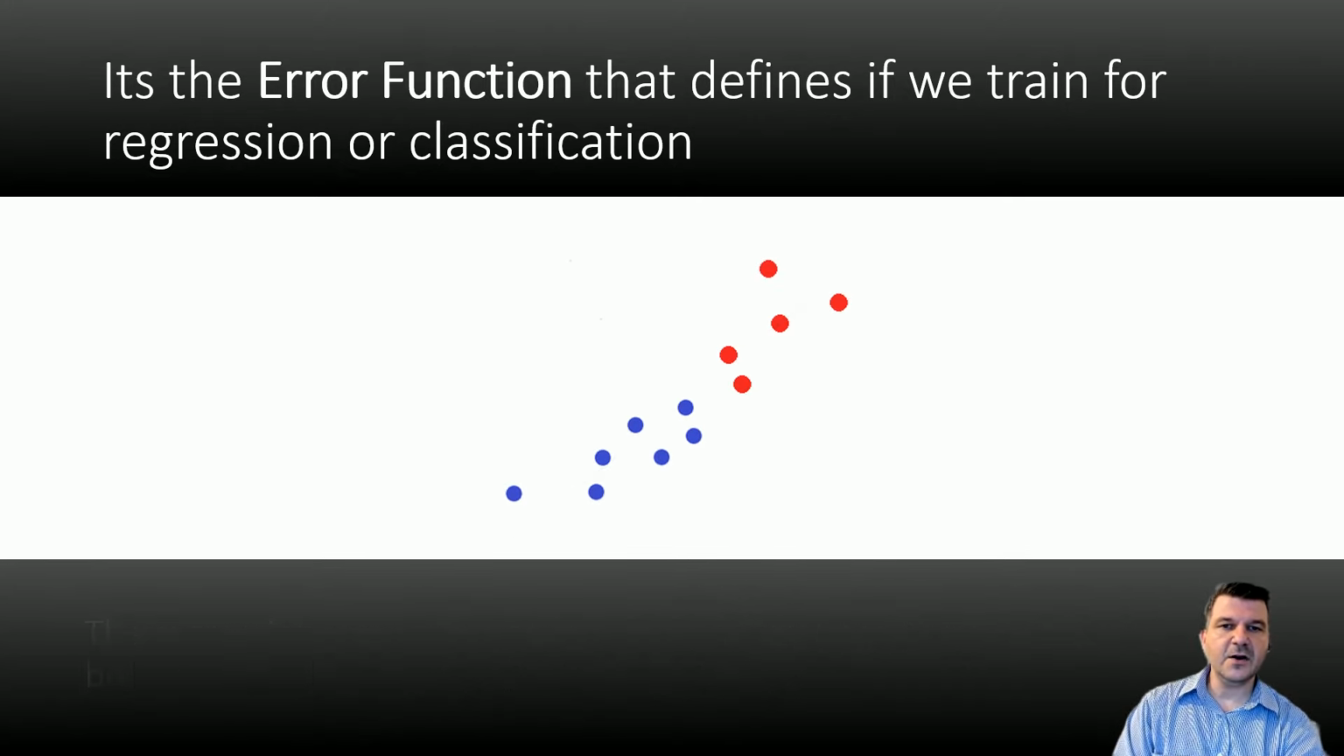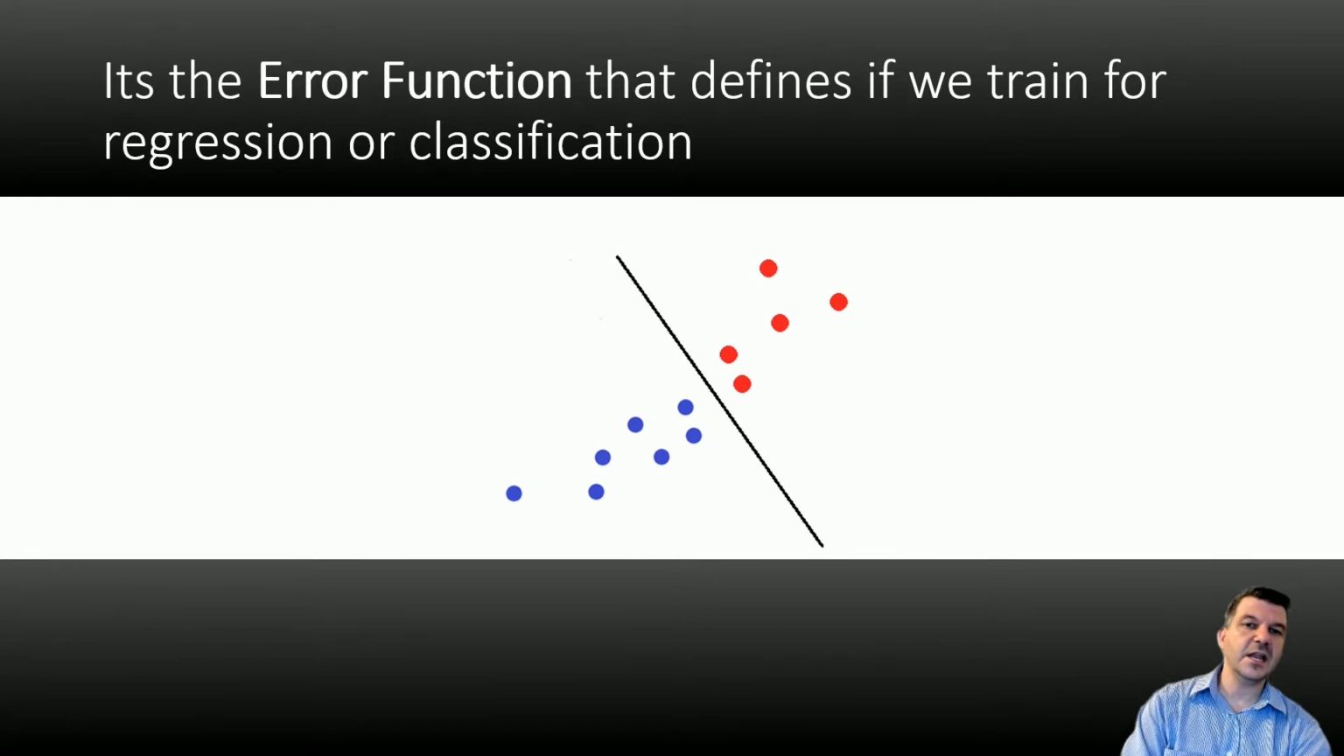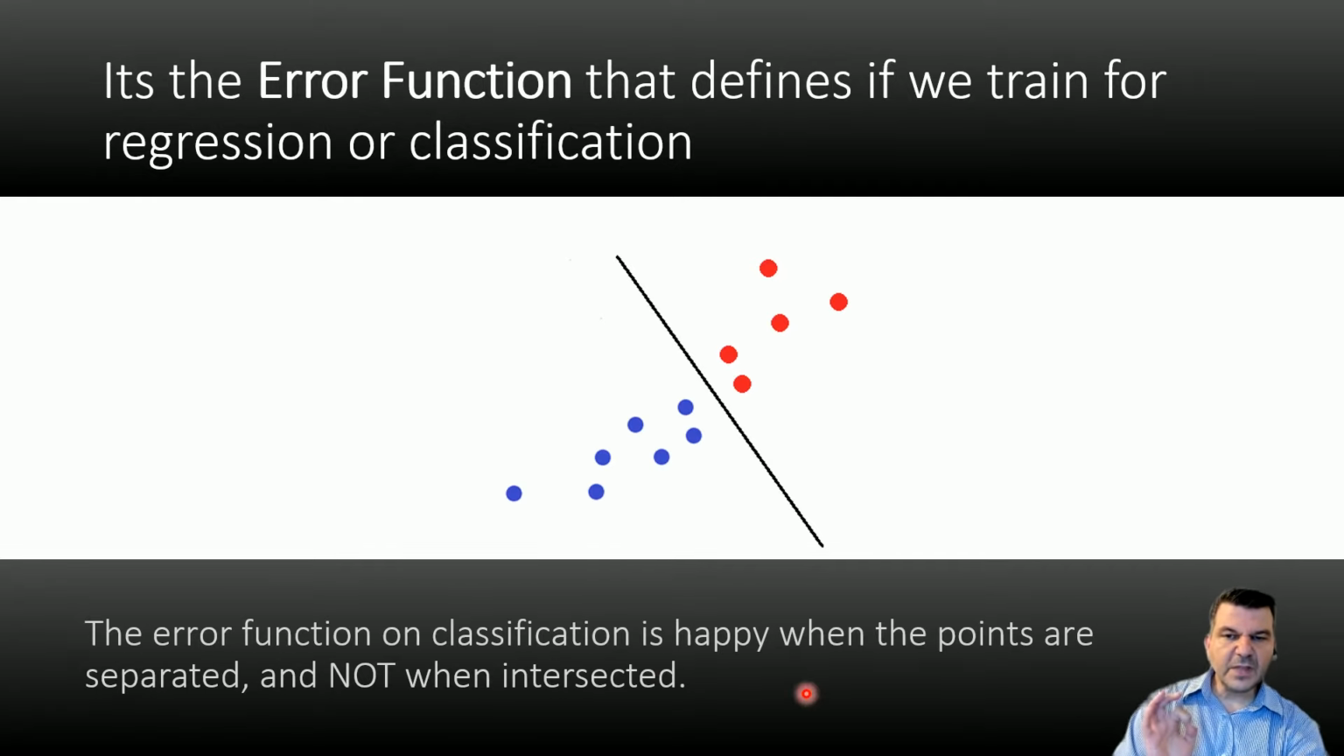Well, in our case now, this line best separates our data. So the error function on classification is happy when the points are separated, not intersected, right? So as you can see, the same set of data, depending on what we do, produces two different lines.